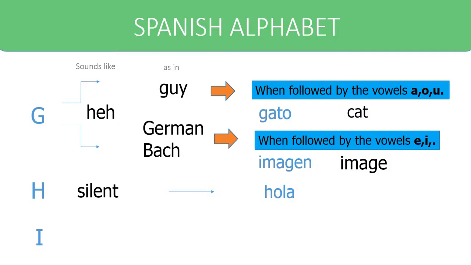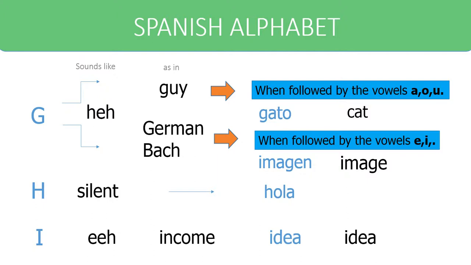Next is letter I. Letter I in Spanish is E. Just as in income. An example to this is the word idea. Idea. That means idea. So it's okay if you get confused a little bit when you see this word. You will probably read it as idea. But in Spanish, the letter I is E. So this is idea.